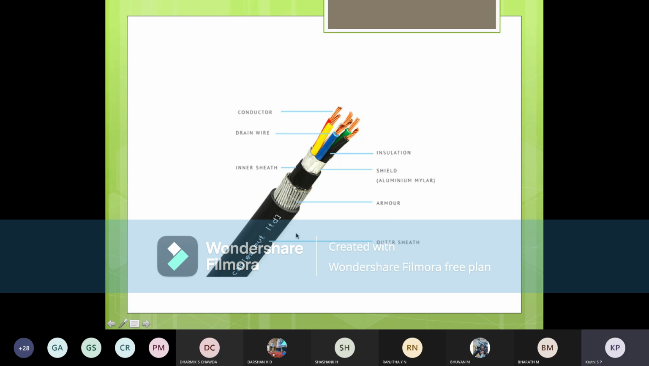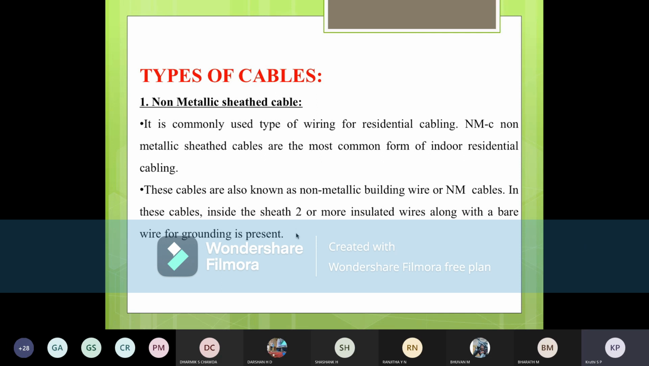Now, we have many kinds of cables. Here we will be discussing 5 cables. For your syllabus, we have kept only 5 cables. The first one is the non-metallic sheeted cable. Second is the underground feeder cable. Third is the metallic sheeted cable. Fourth is the multi-conductor cable. Fifth is the coaxial cable.